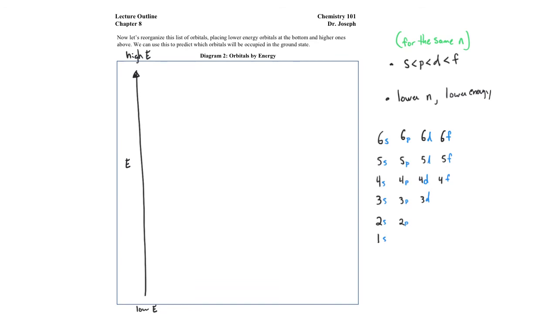The way it works is we start down here at the bottom. We already know that n equals 1 is the lowest energy, and s is the lowest in that shell, so that will be the lowest energy orbital. That will be followed by the second shell, n equals 2. The lowest energy orbital for n equals 2 is 2s, followed by the 2p orbital, followed by the 3s orbital, followed by 3p, 4s, and so on. And we're going to see there are some interesting anomalies in there.